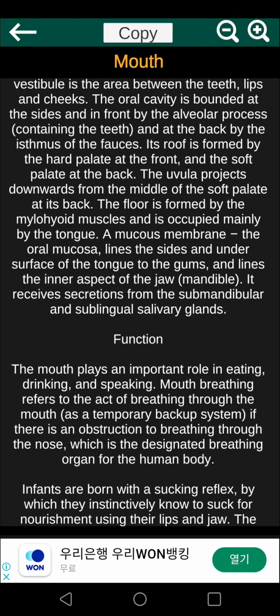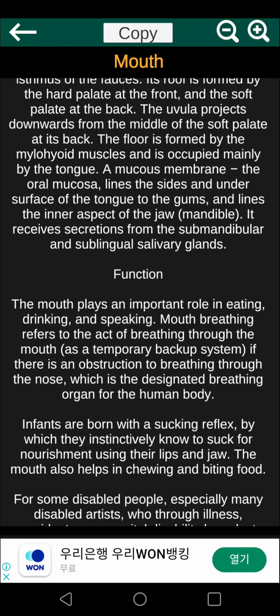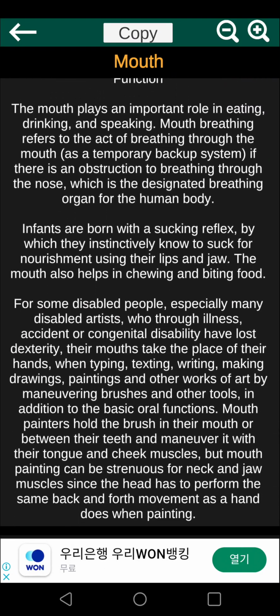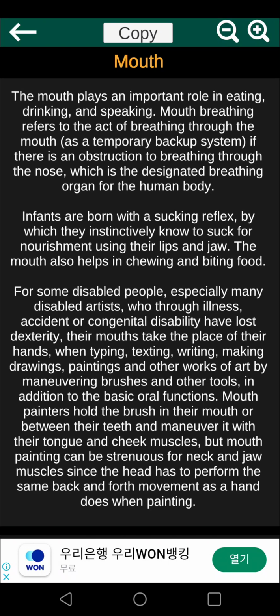Mouth. The vestibule is the area between the teeth, lips, and cheeks. The upper part projects downwards from the middle of the soft palate at its back. On the aspect of the jaw, it receives secretions from the submandibular glands. Infants are born with a sucking reflex by which they instinctively suck for nourishment using their lips and jaw. The mouth helps in chewing and biting food.